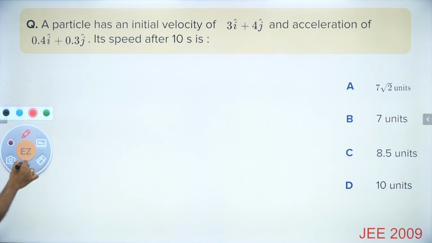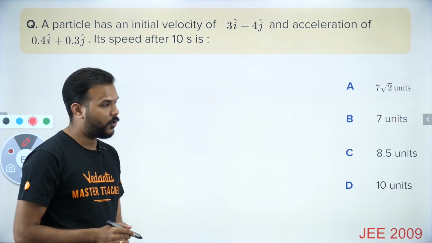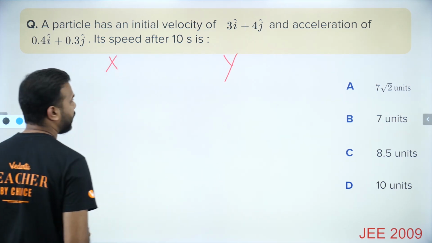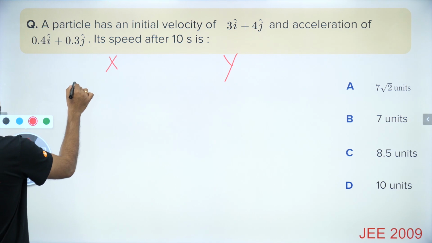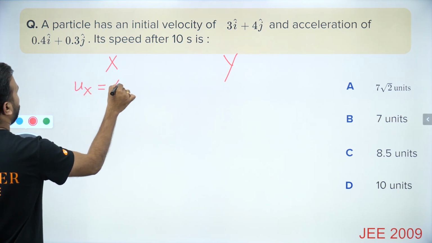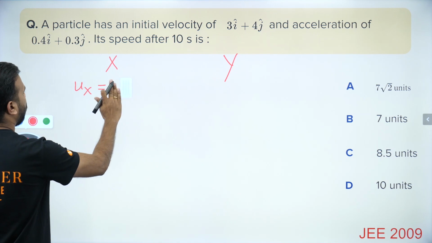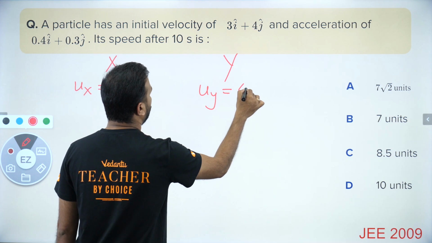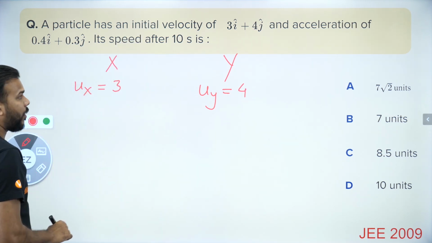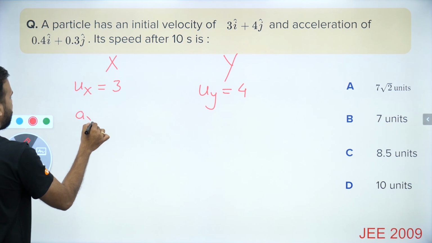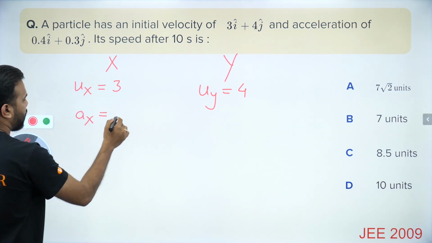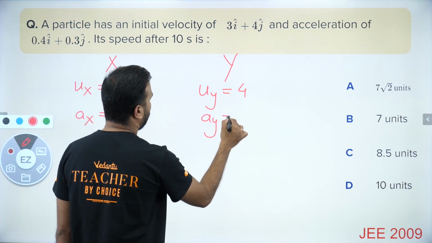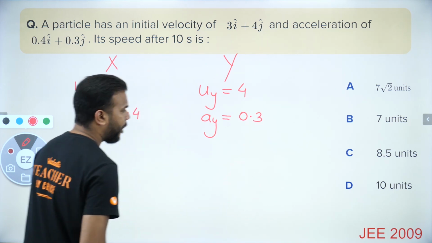Let's see that. Okay, so because it is motion in 2D, it's not motion in 1D, you will have to split the motion along x-axis and y-axis, as I told you earlier. So guys, what is ux given to you? It is given to you as 3. And what is given to you as uy? It is given to you as 4. So that's 3, and the y component is 4. If we see what is acceleration's x component, this is 0.4. What is acceleration's y component? It is 0.3.